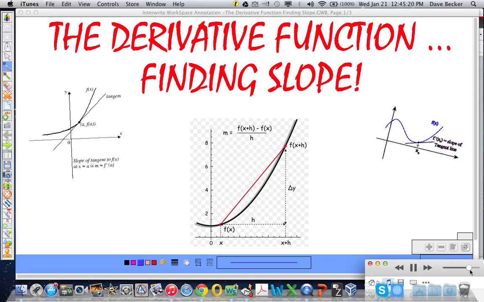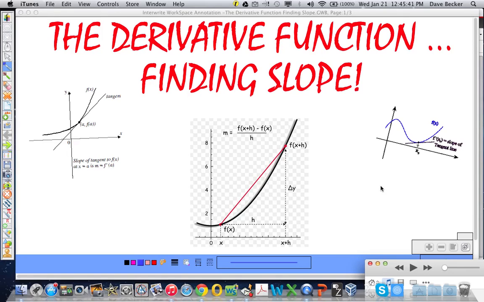We are back and better than ever, and we are continuing our adventure with the derivative function. And now we're going to find the slope at a specific point on the curve. It's going to be great. So let's get to it, shall we?